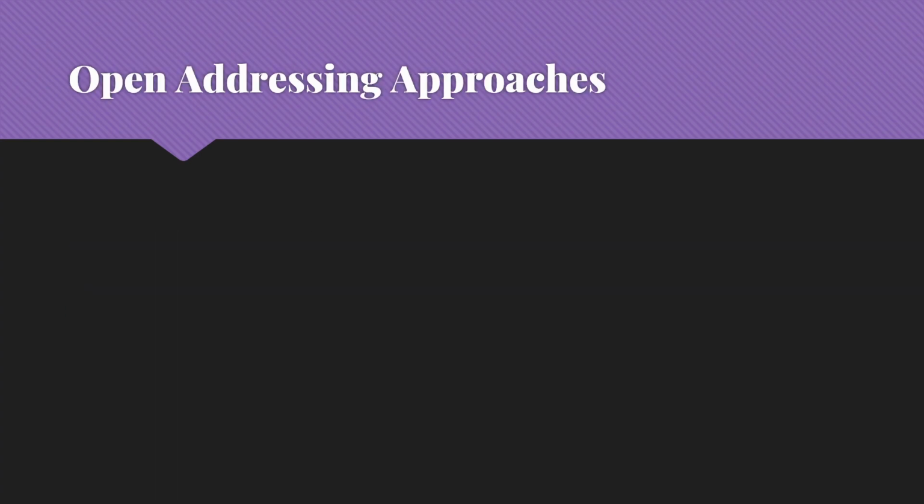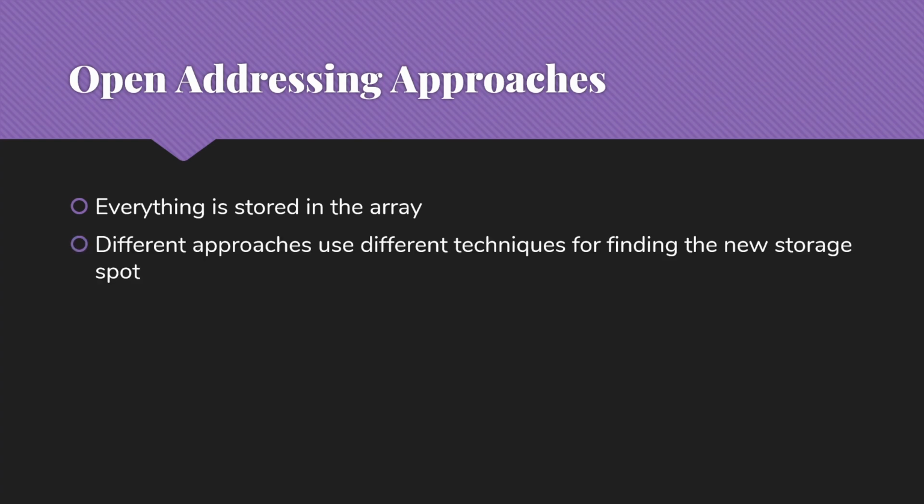Let's look now at the other approaches, the open addressing approaches. So the idea here is that everything is stored in the array. Different approaches are going to use different techniques for finding the new storage spot when the one they want is already taken. One of the challenges is that we have to know whether or not something is in a given spot. With the linked list, that's fairly straightforward. If there's a node, there's a thing.